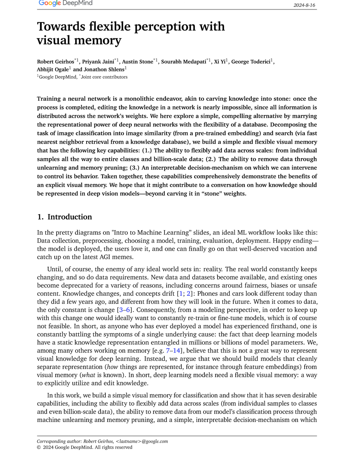The proposed visual memory aims to address the limitations of static knowledge representation in deep learning models, which struggle to adapt to changing data requirements and new information without retraining. Unlike existing approaches that embed knowledge within model parameters, our visual memory separates representation from memory, allowing for flexible addition and removal of data, such as through machine unlearning and memory pruning.